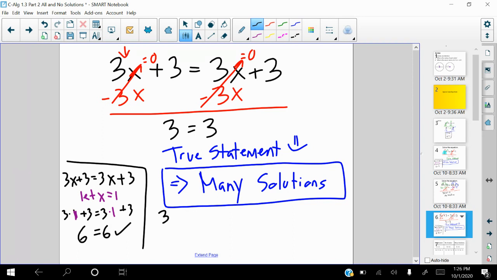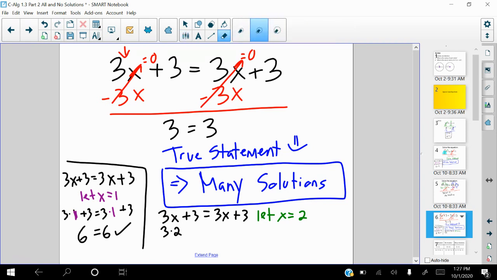Well, let's try it again. Let's say 3x plus 3 is equal to 3x plus 3. This time, let's let x be equal to 2. Well, when we go and plug our value in, we get 3 times 2 plus 3 is equal to 3 times 2 plus 3. We simplify it down, we get 9 is equal to 9, again, which is true.